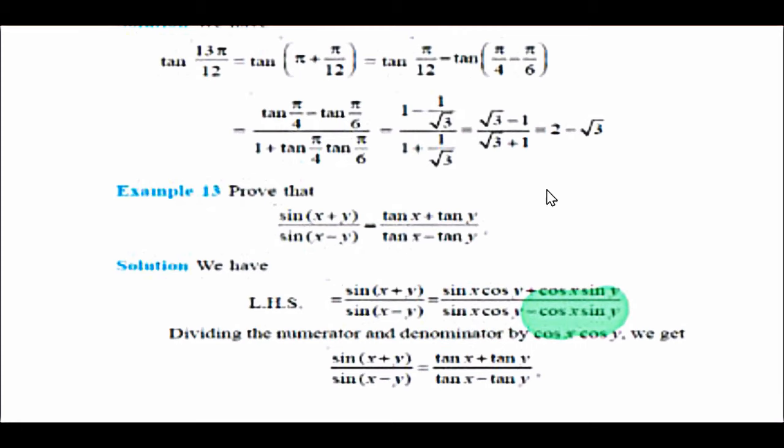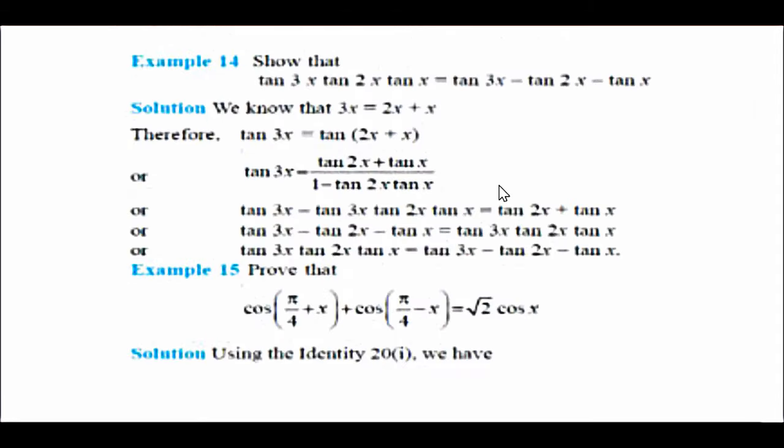You just have to do one thing. You have to divide this whole numerator and denominator by cos x cos y. Once you divide the whole numerator and denominator by cos x cos y, you will see sin of x plus y by sin of x minus y is nothing but tan x plus tan y by tan x minus tan y. This was quite easy. Okay, next one.